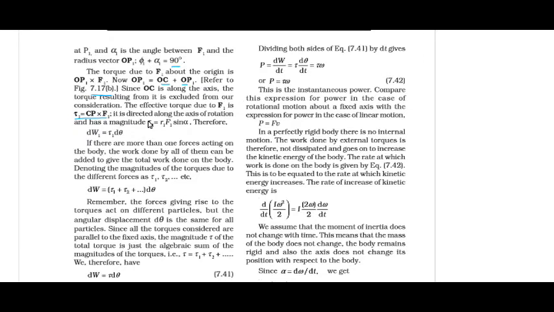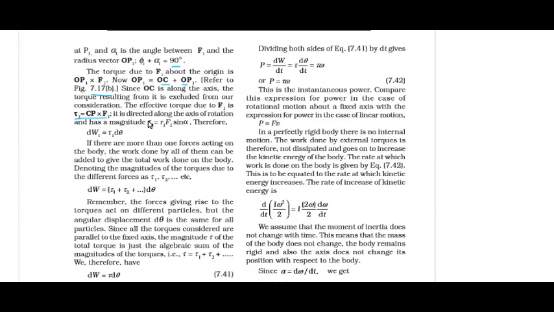It is directed along the axis of rotation and has magnitude tau 1 equal to R1 F1 sine alpha. Therefore, dW1 is equal to tau 1 d theta. If there is more than one force acting on the body, the work done by all of them can be added to give the total work done on the body. Denoting the magnitudes of the torques due to the different forces as tau 1, tau 2, tau 3, etc., dW is equal to tau 1 plus tau 2 plus dot dot dot, times d theta.